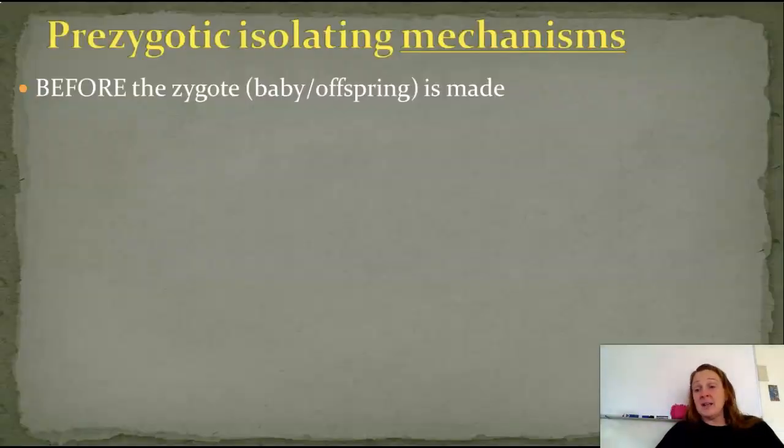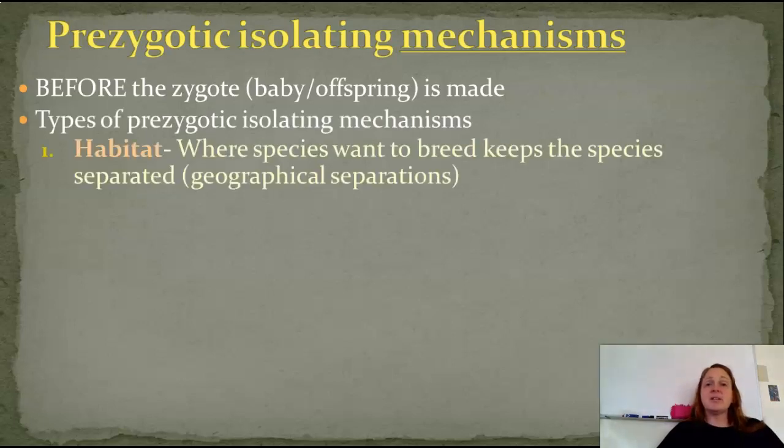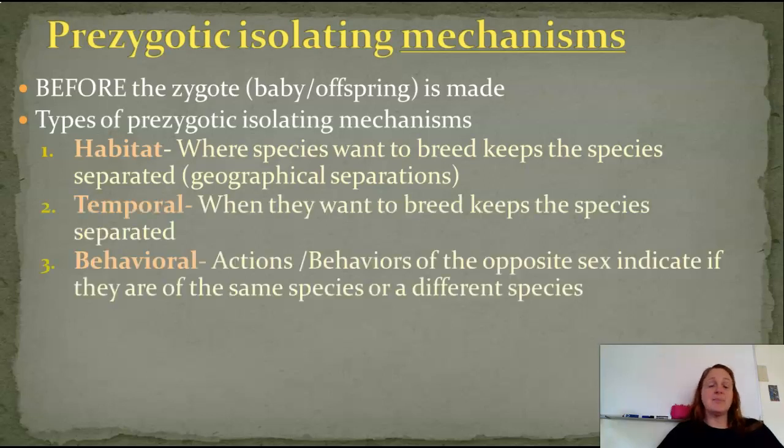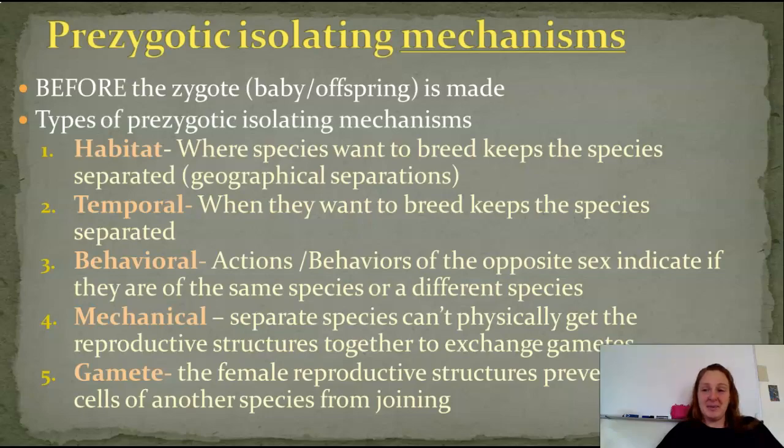So, in this chapter, we look at some of those mechanisms that are driving speciation. Prezygotic isolating mechanisms are all the things that happen before the zygote is made. So we're talking about the sperm and the egg coming together, and what things are happening before the offspring are made. Some of the prezygotic isolating mechanisms will be habitat, temporal, behavioral, mechanical, and gamete.